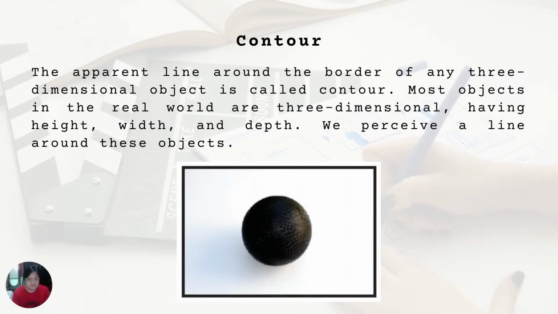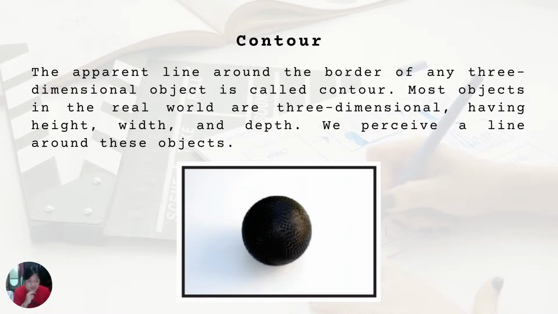Next will be contour. The apparent line around the border of any three-dimensional object is called contour. Most objects in the real world are three-dimensional, having height, width, and depth. And we perceive a line around these objects. So again, it's just a perception. There are no lines on these three-dimensional objects, but if we look at them, we manage to perceive lines depending on the angle that we look at a certain object.